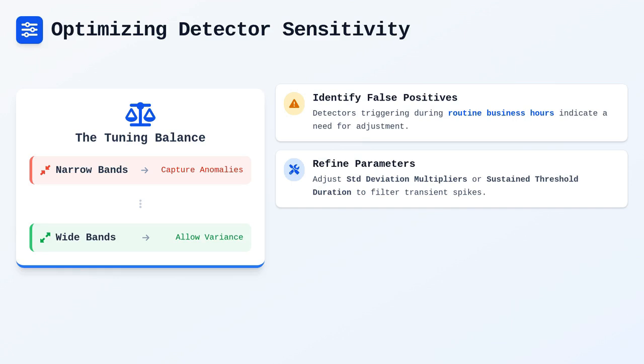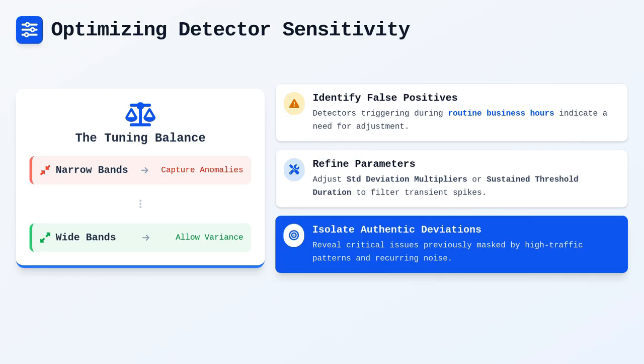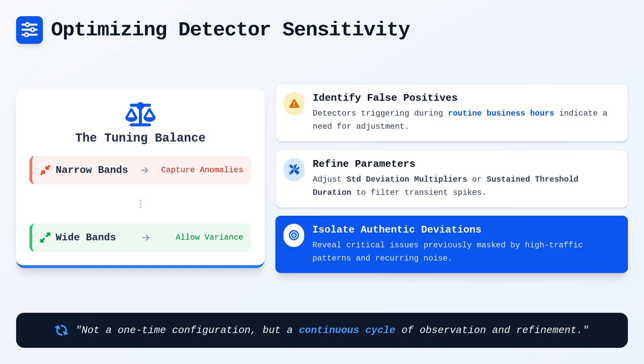This process of filtering allows the tool to ignore transient spikes that stay within the statistically calculated tolerances of previous cycles, focusing instead on true out-of-band behavioral changes. When you successfully isolate these authentic deviations, you gain the ability to pinpoint issues that are otherwise masked by the sheer volume of recurring high-traffic patterns. Successfully managing these detectors is not about setting a configuration once and hoping it holds, but rather about observing the performance of the alerts over multiple cycles and refining the parameters to account for changes in your service deployment patterns.